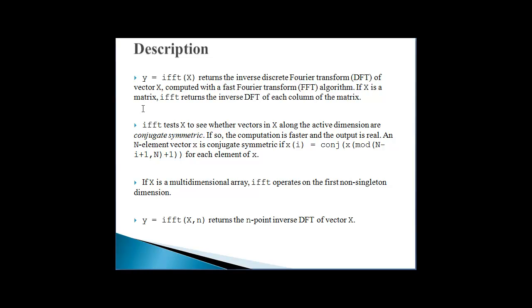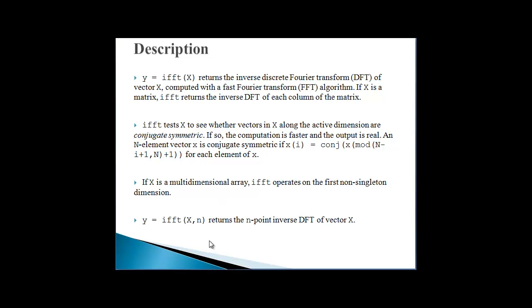That is, here X is a matrix, then IFFT will return the inverse DFT, discrete Fourier transform, of each column of the matrix. Now IFFT tests X to see whether vectors in X along the active dimensions are conjugate symmetric. If so, computation is faster and the output is real.